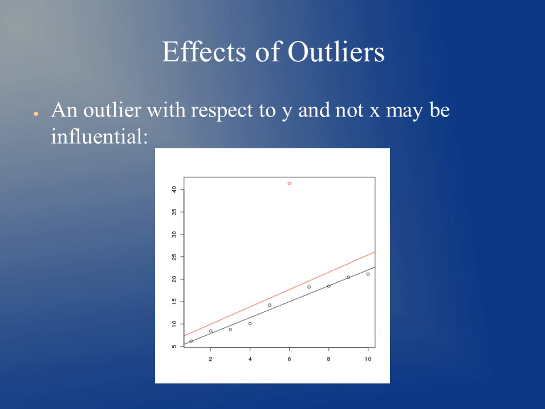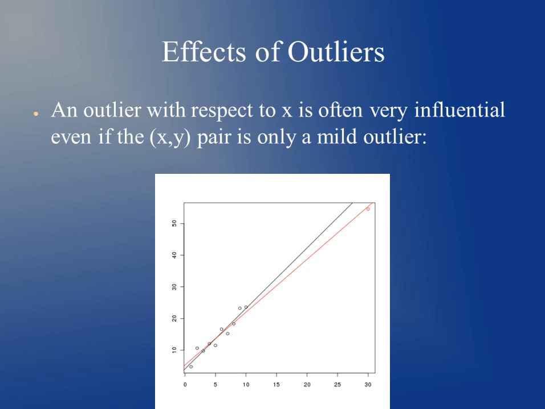If we have an outlier with respect to y and not to x, as we can see in this plot here, it may not be influential. We can see that this red line, the slope of the red line doesn't really change if we include that point. The only thing that really changes is the intercept. So it doesn't make a big difference in our regression model.